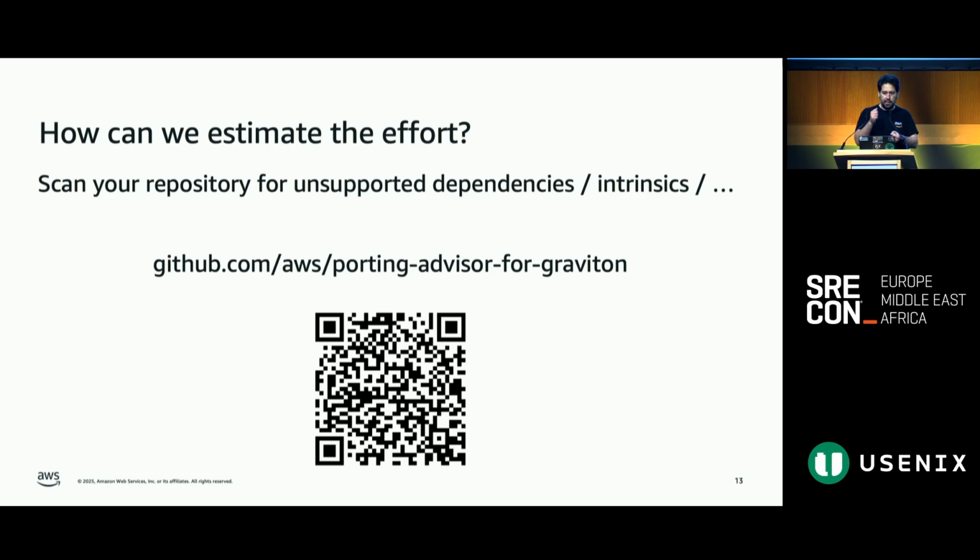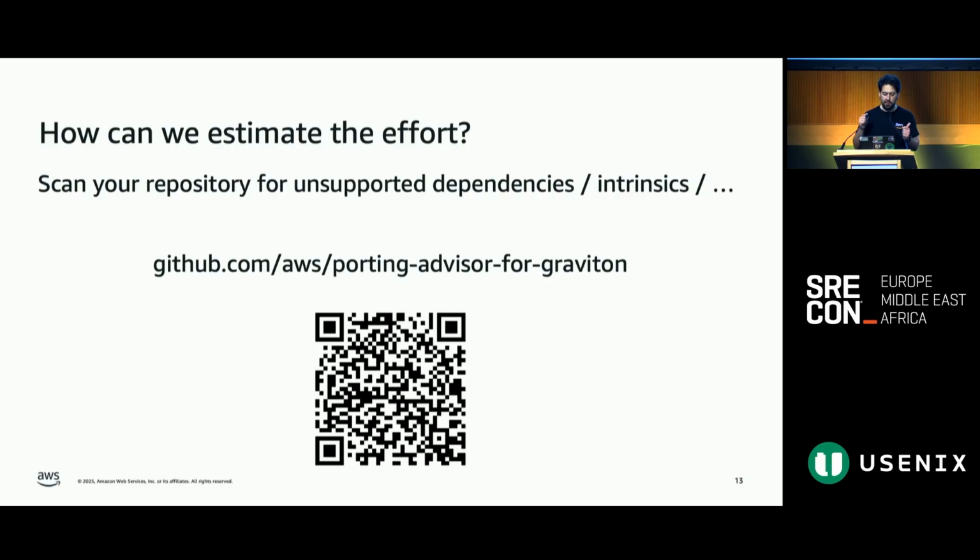And in order to get an estimation, there is this project called Porting Advisor for Graviton. This is a fork from ARM's Porting Advisor that is rule-based. You run it against your repo, and it will tell you, you're using these dependencies. This specific dependency doesn't support ARM64 in this version, you should upgrade to that version. Or it can tell you, I found intrinsics in your C code in that file. So this is pretty useful.